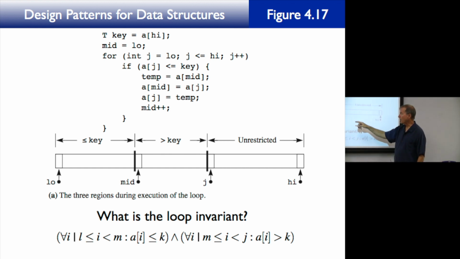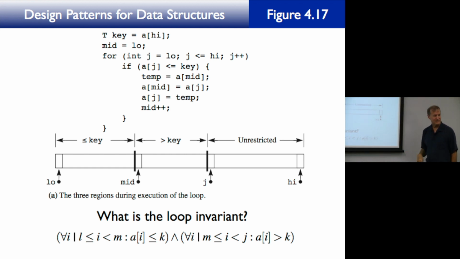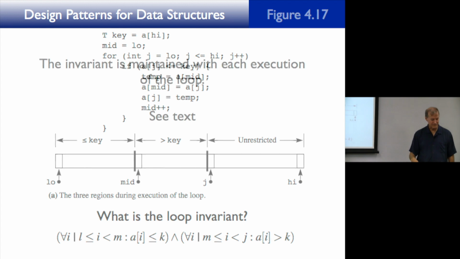And furthermore, what's included in the new greater than key region when j goes up? It was the one that was at a sub mid, but that one was already greater than key. So that's how you reason that out.